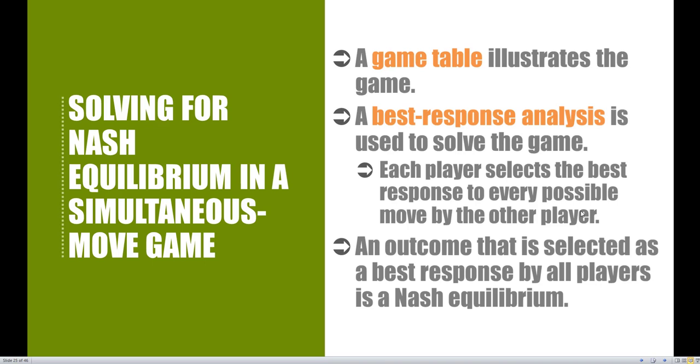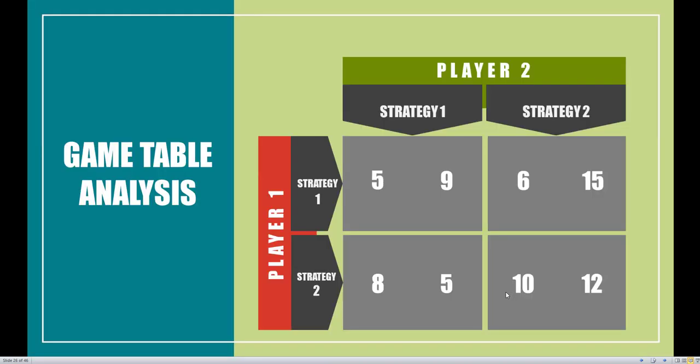And the outcome that is selected as the best response by all players is the true solution or the Nash equilibrium. So the Nash equilibrium is just a really fancy way of saying what the true solution is in any of these game theory games. So let's go ahead and focus in on the simultaneous move game, give you an example, and use this best response technique to showcase exactly how we get the Nash equilibrium.